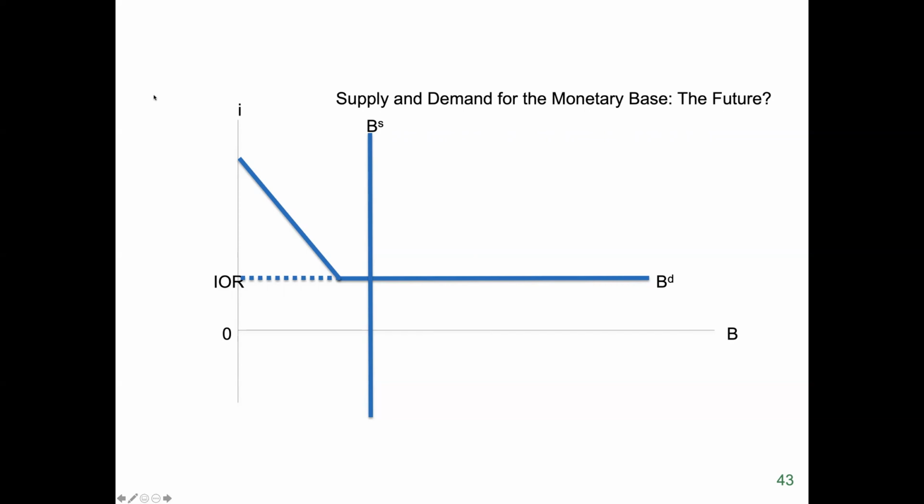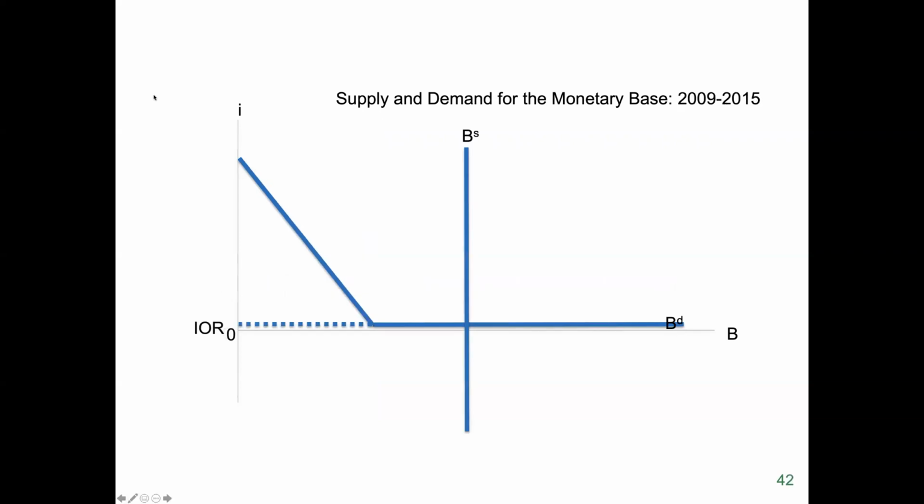So interest rates are mostly determined by the interest on reserves. But now, after the coronavirus shock, the interest on reserves has again been dropped close to zero, going back to a situation like that.